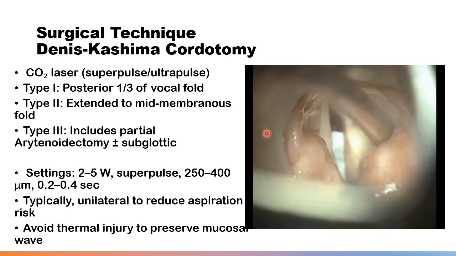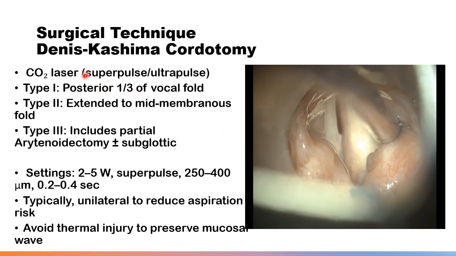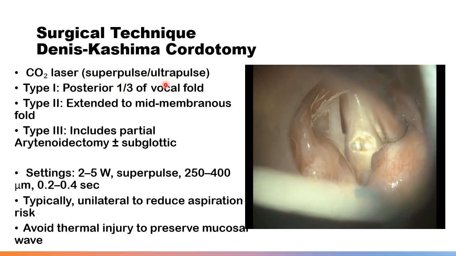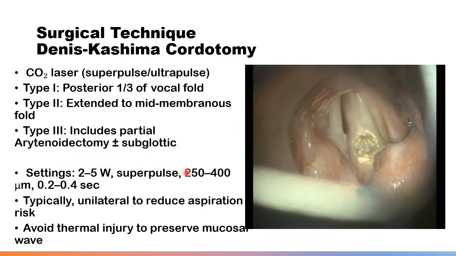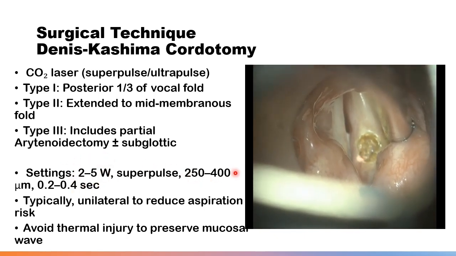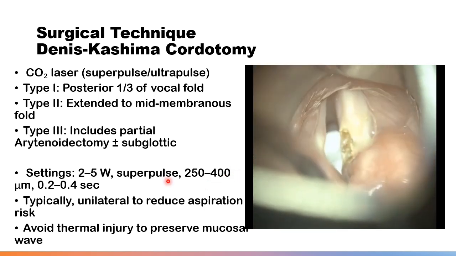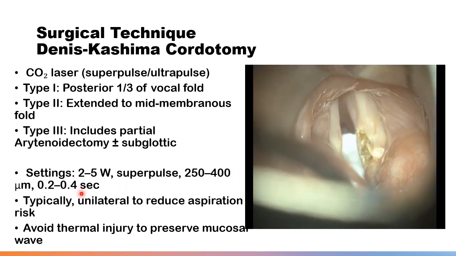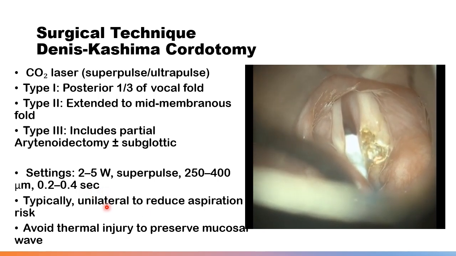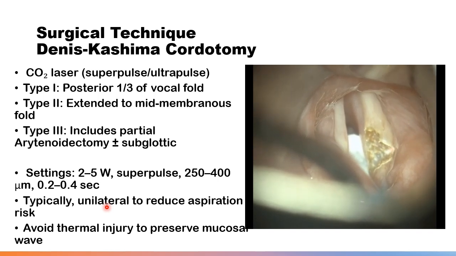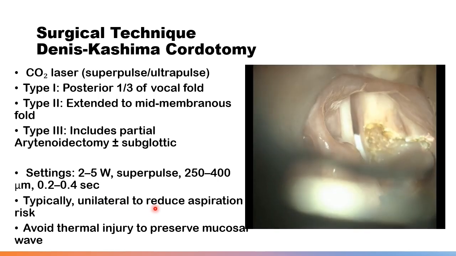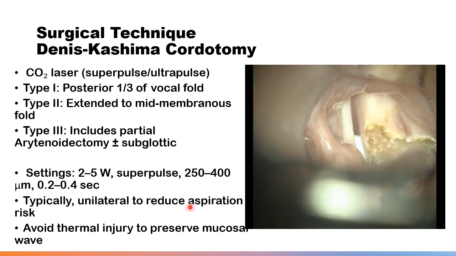The settings for the carbon dioxide laser in the super pulse or the ultra pulse mode would be power between 2 and 5 watts, and the power on would be about 0.2 to 0.4 seconds, and typically we do it only unilaterally first to see if this would be enough for the patient to have his tracheostomy tube removed, but if not, you can always do the other side as well.